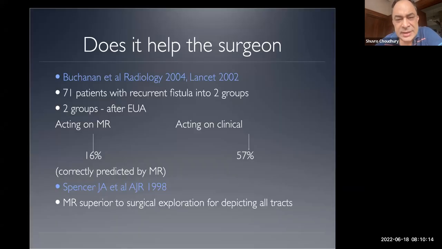Now, the main question that you need to ask is, okay, fine, but does it help the surgeon? It's great to say that you can see it, but does it help the surgeon? So this is Buchanan's paper again from Radiology 2004 and Lancet 2002, 71 patients with recurrent fistula divided into two groups. The first group, in which the surgeon acted on clinical grounds only, and the other group in which the surgeon acted on MR and the EUA. Okay, so the first one is clinical followed by EUA, and the second one is MR followed by EUA. And you can see that the risk of recurrence is 57% when acted on clinical grounds alone and 16% when acted on MRI as well. So MRI is superior to surgical exploration for depicting all the tracts.